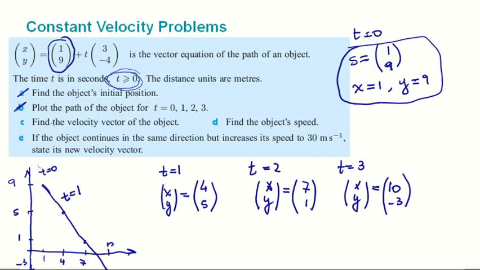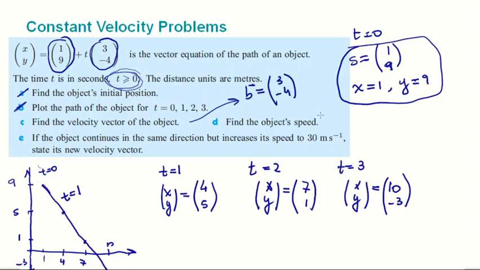So this is done. Now find the velocity vector of the object. That's this. You don't have to do anything, just 3 and negative 4. So the velocity vector is our direction vector. So it's 3, negative 4.